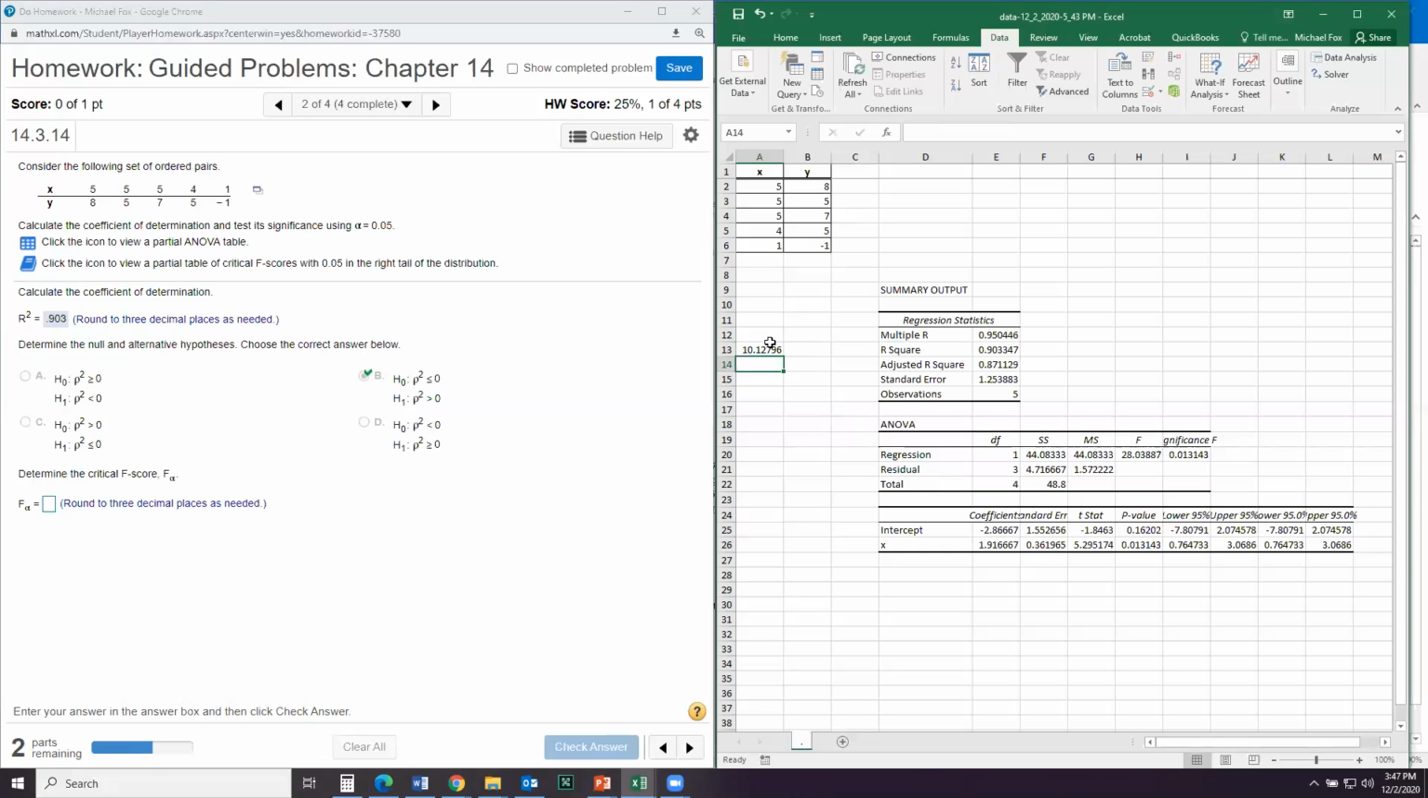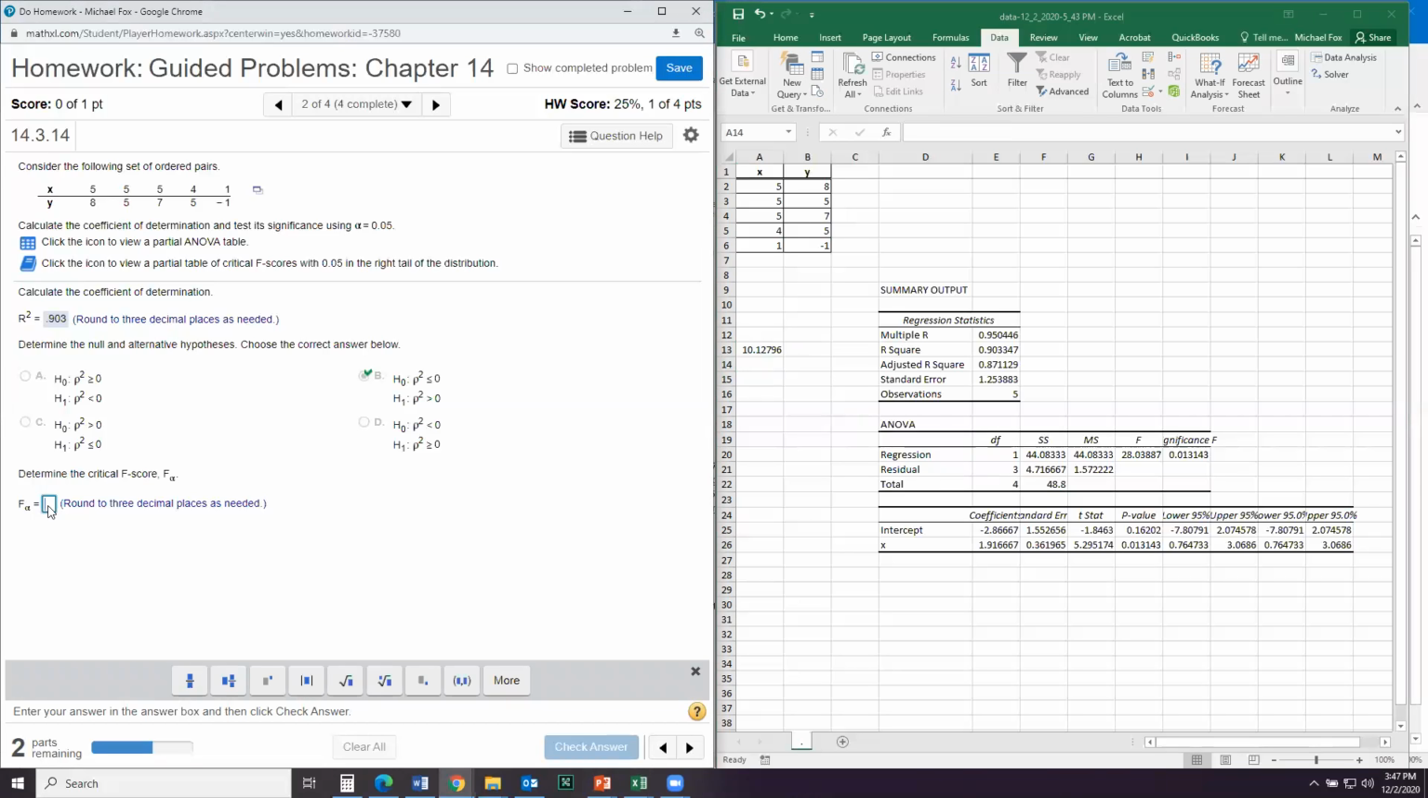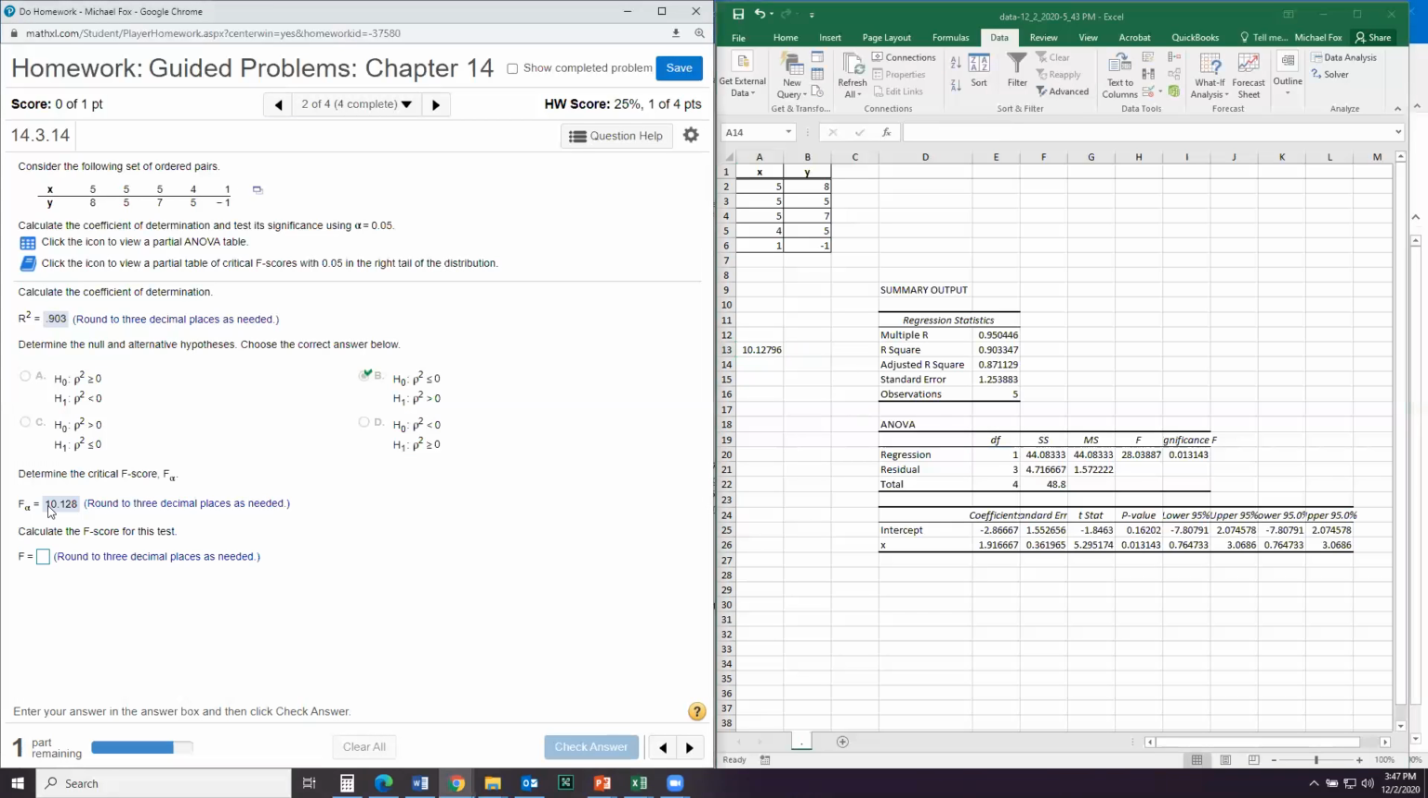And that's going to give us our critical F score, which is 10.128. Now, there is a formula in the book for calculating the F statistic if you want to calculate it, or we can come right here, and it's actually given to us. So here it is, the F statistic is 28.039.